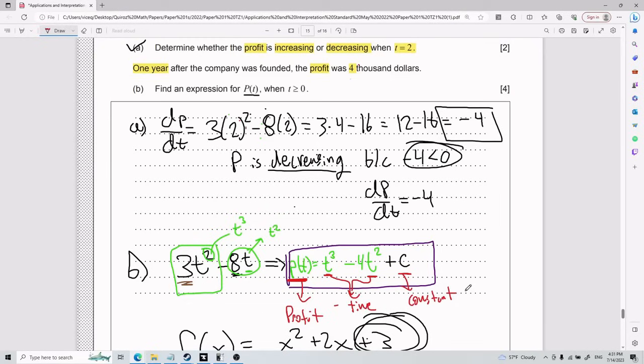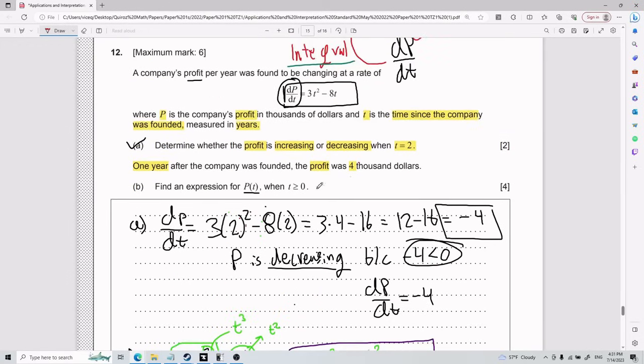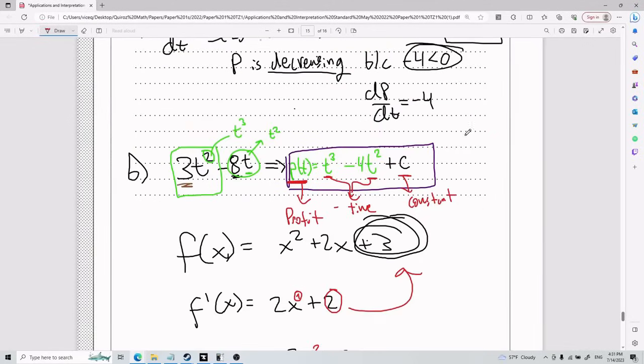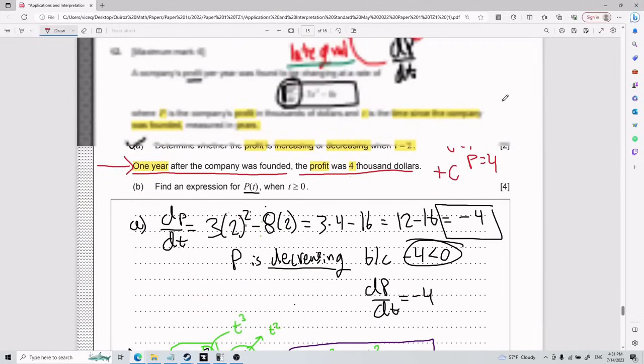Yes, you can, which is actually something kind of cool about these integral problems. They do follow a pattern, okay? You usually have to find that last constant, and they give you the information for it. So, 1 year after the company was founded, the profit was $4,000. Notice what I highlighted. 1 year, year is time, t equals 1. Profit, 4,000, p equals 4. What is my set of points? 1, comma, 4.